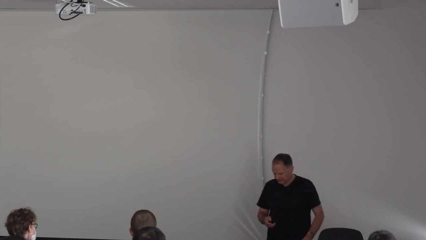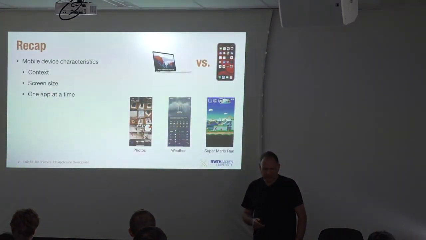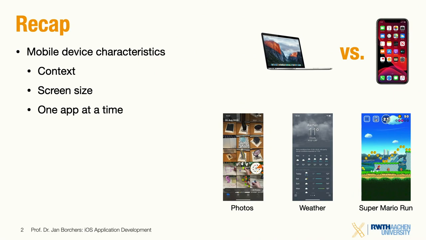So, as a recap, we talked about mobile device characteristics last time, right? You might remember that there were a lot of things that are different in mobile device development from doing this for the web or the desktop, right? The context is different. Remember the fact that you might get hit by a bus while using an app. But also, of course, there are a lot of limitations on the technical side, right? Small device, battery is limited, et cetera. Processing power compared to a desktop is limited, et cetera.